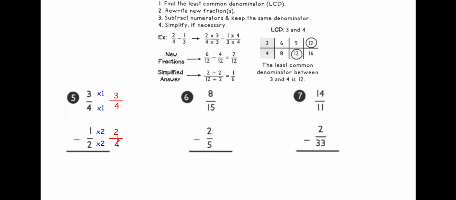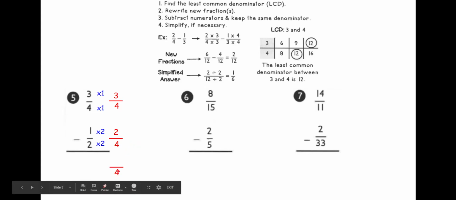So we've rewritten both fractions. Now the denominator is the same. It is a denominator of 4. So beneath that, I'm going to write over 4. And I subtract the numerators. 3 minus 2 is 1. And I can't simplify any further. So that's our answer, 1 over 4.